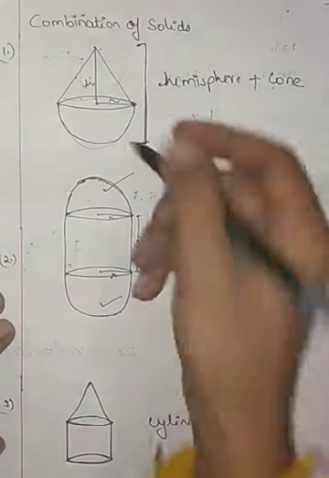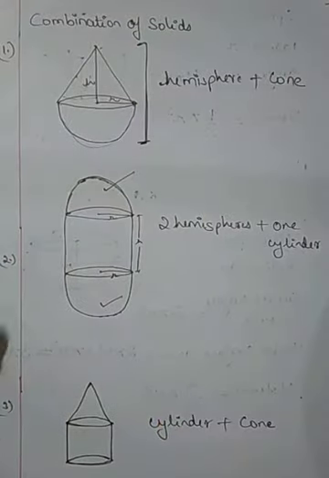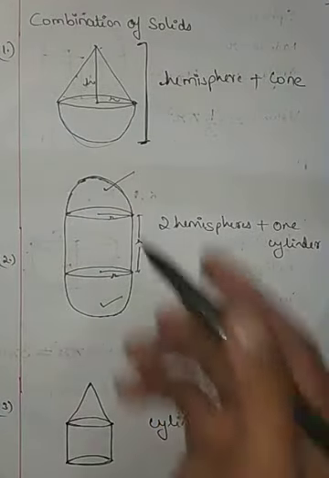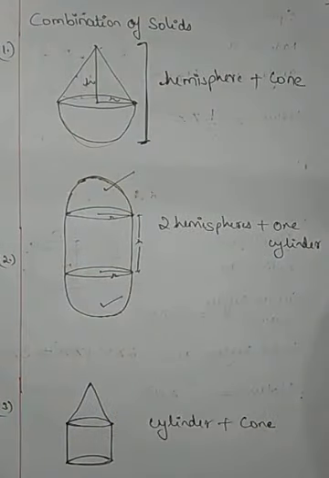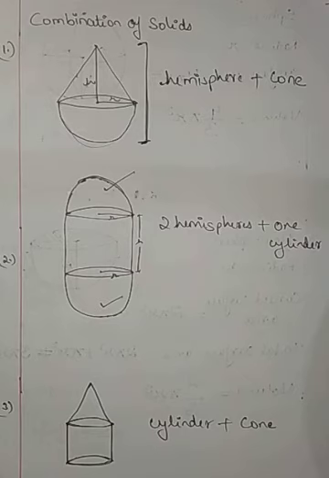Now in this chapter we are going to study what these shapes are all about. The questions based on this shape, meaning the combination of different solid shapes. We are going to study this in this chapter. There can be questions on the surface area, the total surface area, or the volume of these shapes.